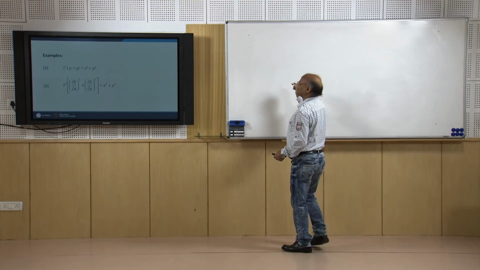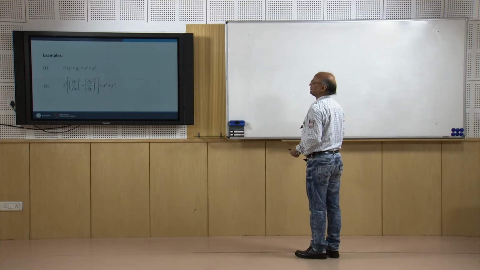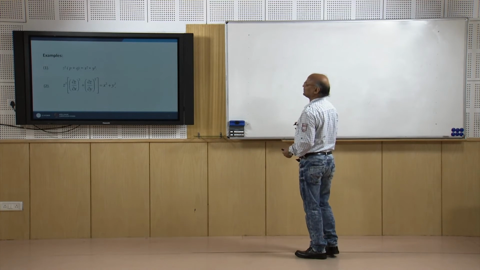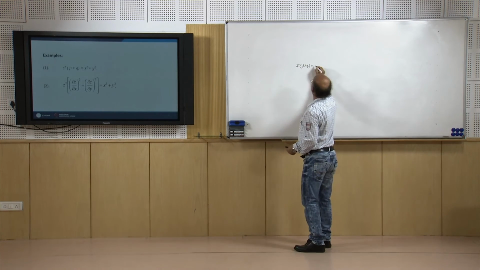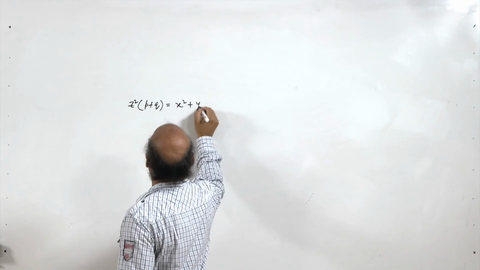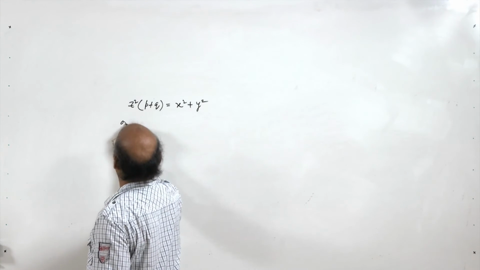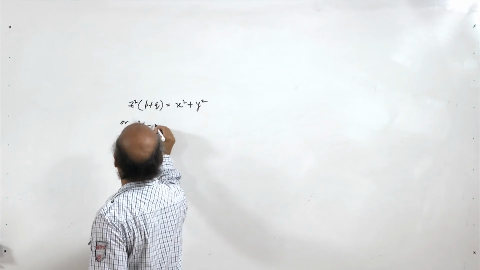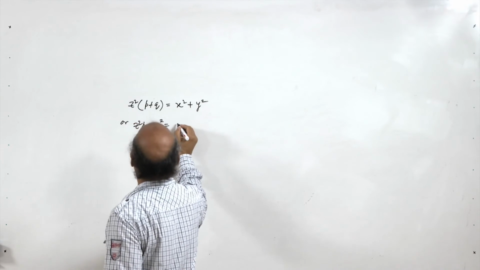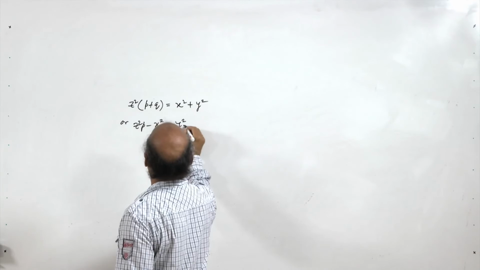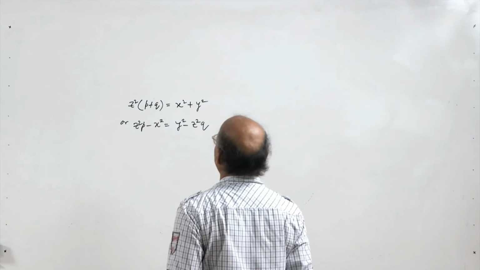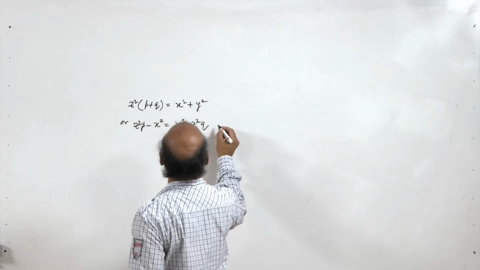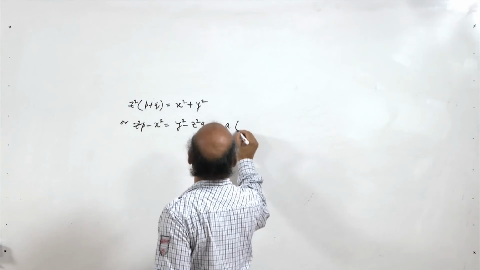Okay, so let us study some examples on partial differential equation of type 3. So z square into p plus q equal to x square plus y square. Let us write it as z square p minus x square equal to y square minus z square into q. Let us put it equal to some constant a, some arbitrary constant.